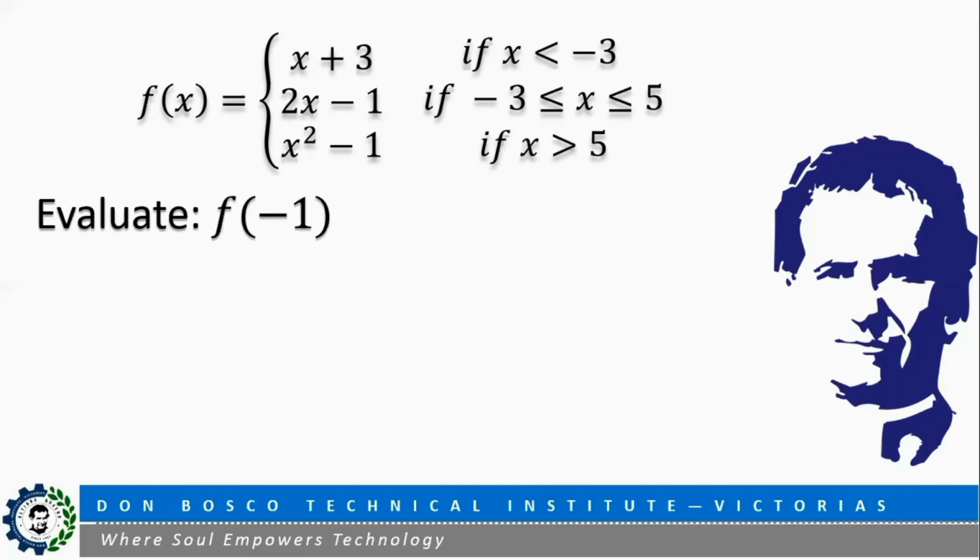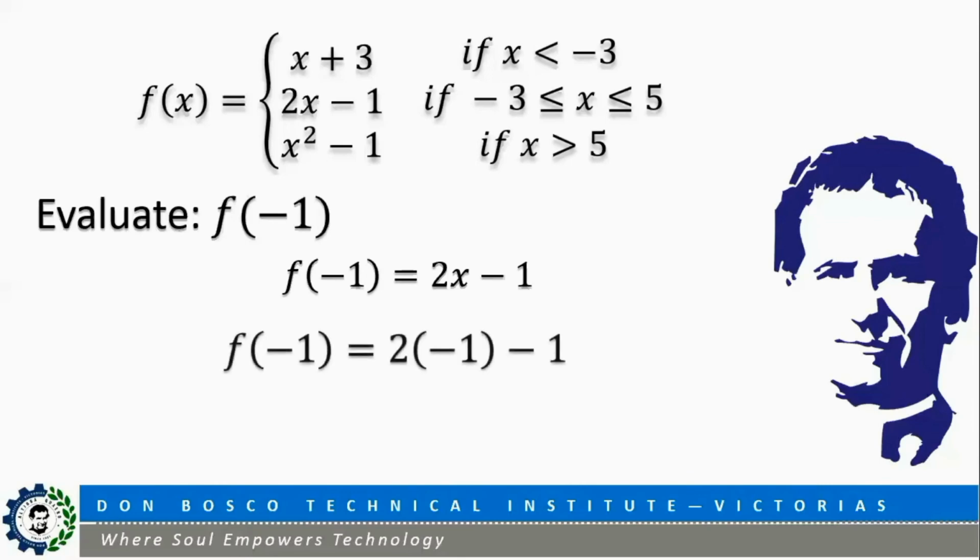If we are to evaluate f of x when x is -1, notice that -1 belongs to the second condition, x is greater than or equal to -3 but less than or equal to 5. Hence, we use the expression 2x minus 1 in evaluating the function. By substituting, we have f of -1 is equal to 2x minus 1. Using -1 as value of x, we have f of -1 is equal to 2 times -1 minus 1, giving us the value of the function if x is equal to -1, -3.